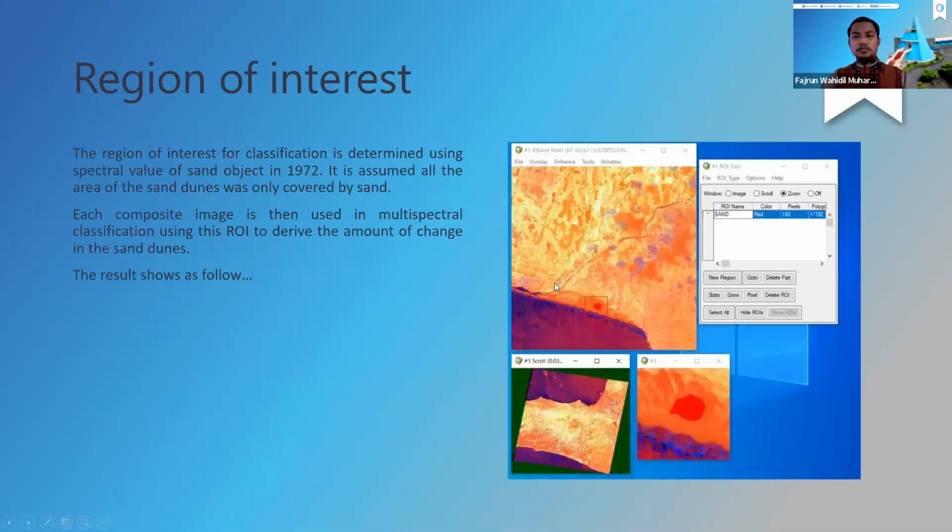Thus, based on this, in this research we use the data from 1972, where we assume that all parts of the sand dunes within this boundary were only sand. So we use this spot to determine our region of interest.